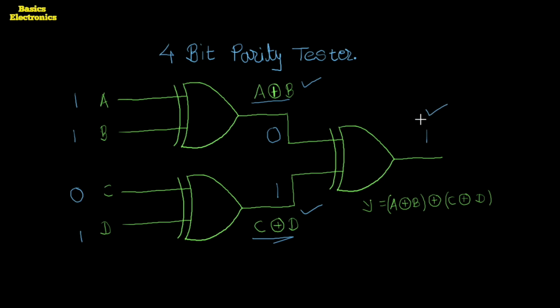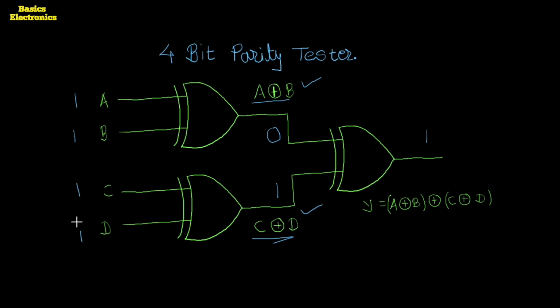And the final XOR gate produces a high output, meaning it produces the parity bit. That parity bit is for the odd parity. The number of ones available is 3. So therefore the parity generator, the parity tester, produces a high output, and this high output indicates there is an odd parity.